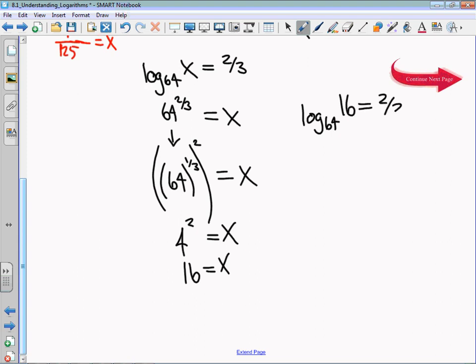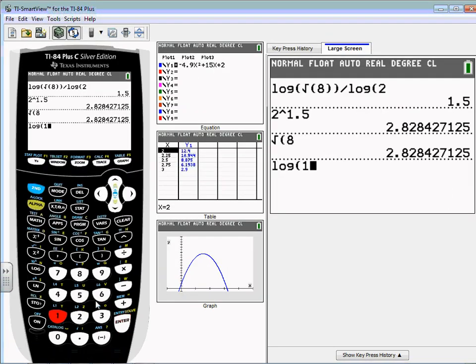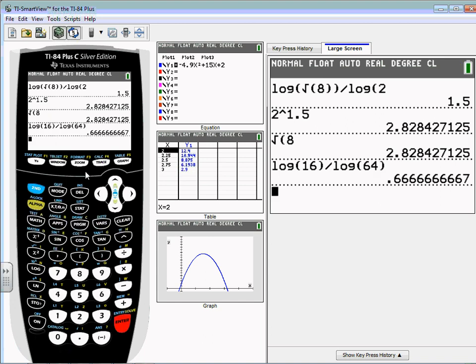So log base 64 of 16 is equal to 2/3. And one more time, I want to show how to put this onto the calculator. This is log base 10 of 16 divided by log base 10 of 64. That should be equal to 2/3. And I'll show that really quickly. Keep in mind that 2/3 is 0.66 repeating. So when I take log base 10 of 16 and divide it by log base 10 of 64, I get that 2/3 value, which you could see on your calculator with MathFrac.